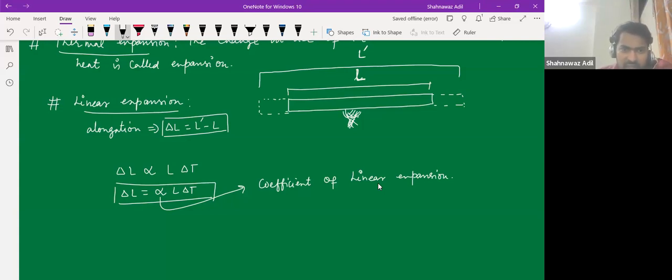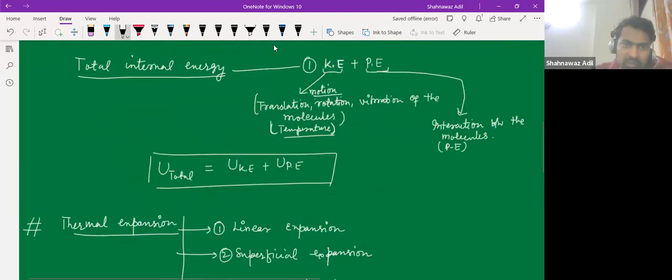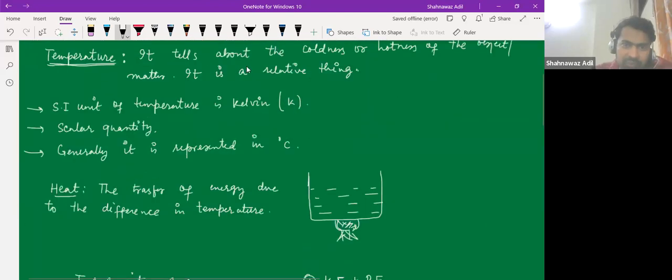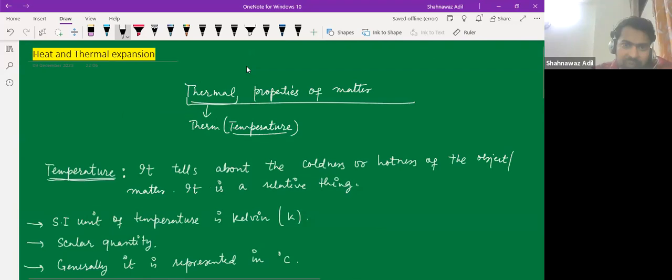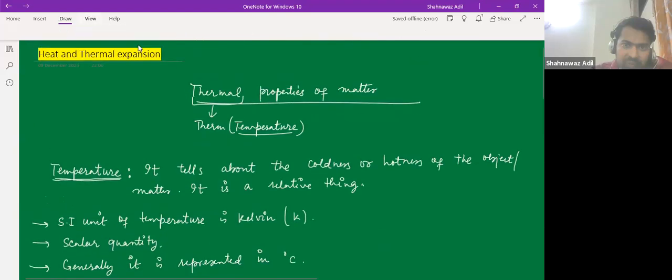We'll do one question about this linear expansion. But first, please note down these points. This chapter is pretty small.